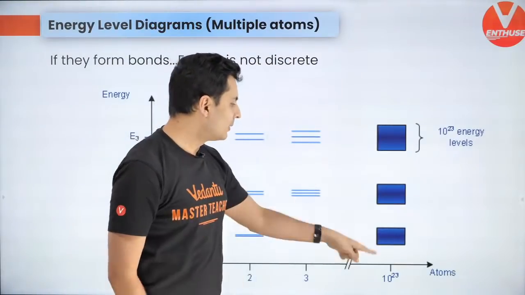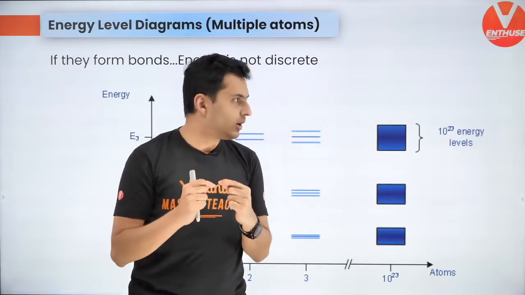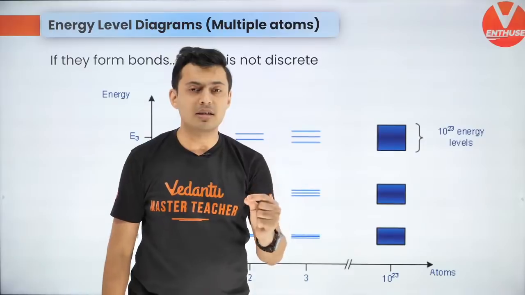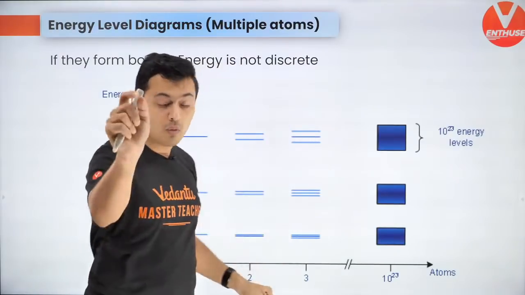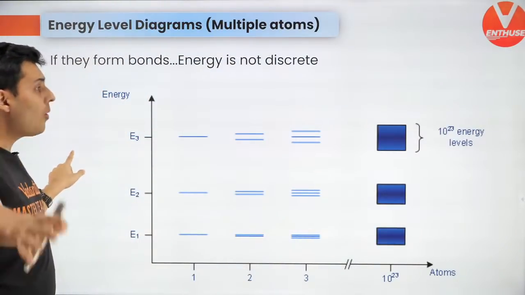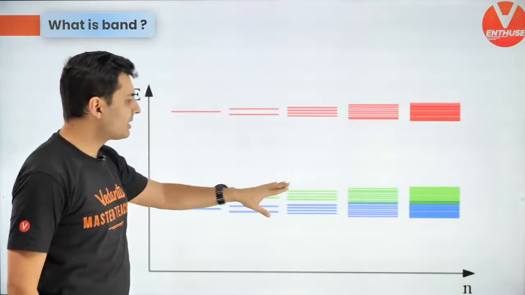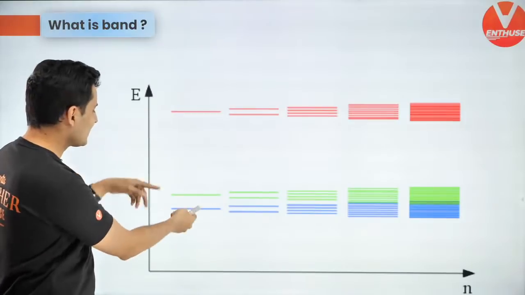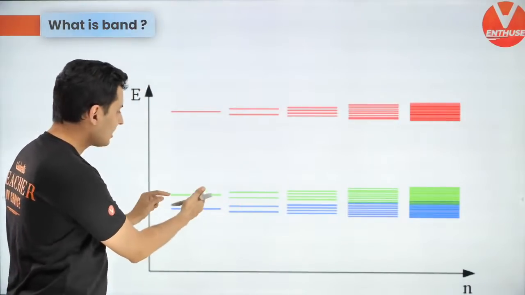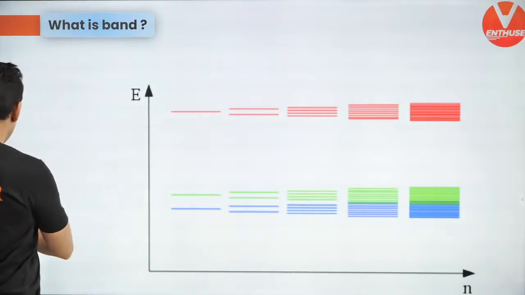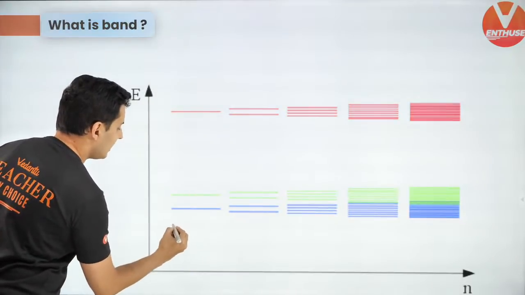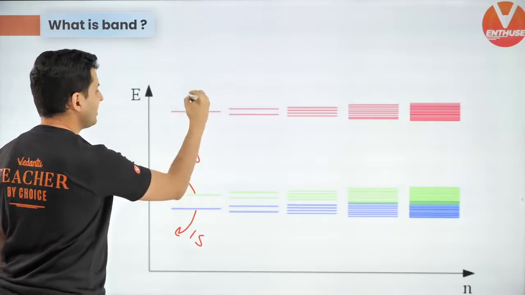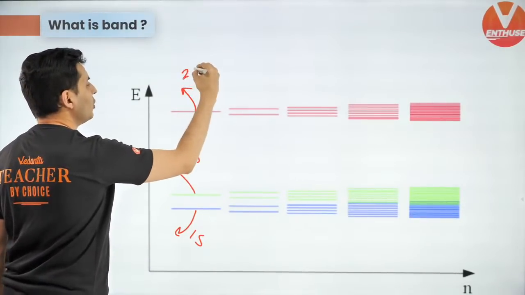Yes, excellent. So if you have so many lines, they are so close to each other, they are hardly distinguishable from each other. Once they have so many lines, they look something like this. Imagine the blue one is from 1s. Imagine the green one is from 2s. Imagine the red one is from 2p.